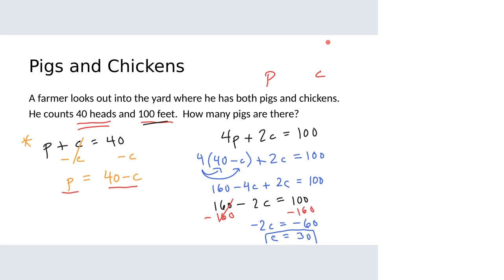Make sure we're careful. I went through a lot of work here. I set up 2 equations. I figured out what P was equal to. I plugged it into the other equation using substitution, is what that's called.